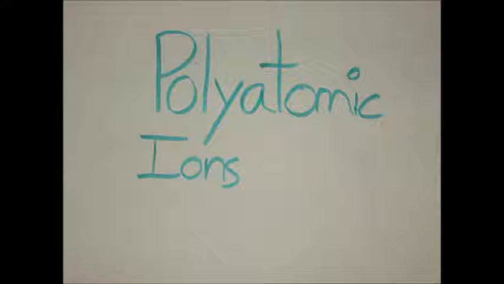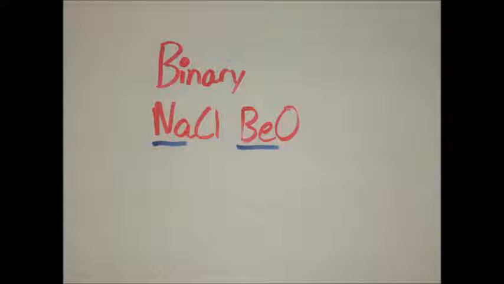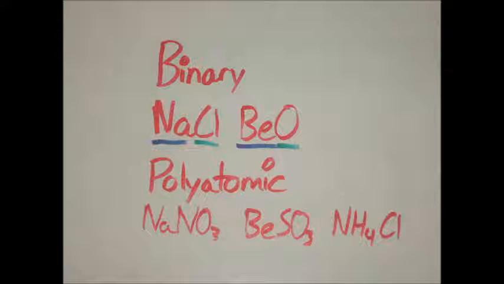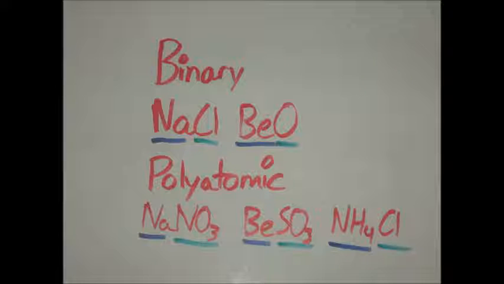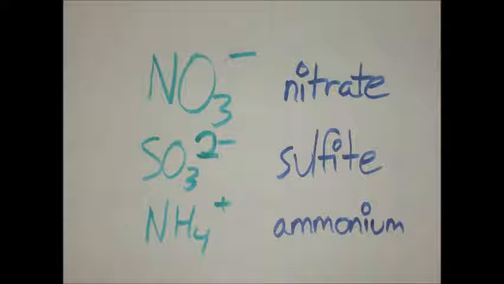Polyatomic ions. All of the examples so far have been binary compounds, meaning there are only two different types of atoms that make up the compound. However, ionic compounds can have more than just two types of atoms. Instead of a single atom making up an anion or a cation, there can be multiple atoms. Some examples include NaNO3, BeSO3, and NH4Cl. The polyatomic ions, in this case the NO3, SO3, and NH4, have specific names while alone: nitrate, sulfite, and ammonium.